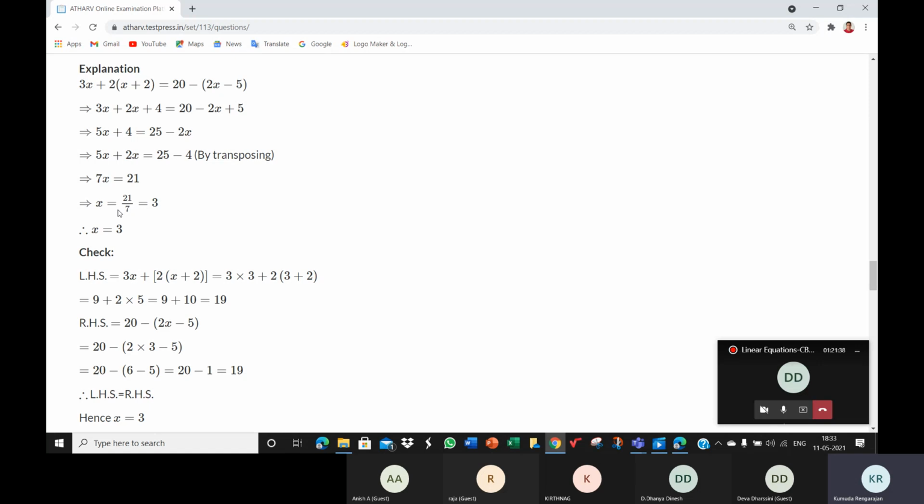And the 7, how did it come here? Because 7 is in multiplication here. It comes for division to the other side. 21 by 7. So x is equal to 3. The value of x is 3.